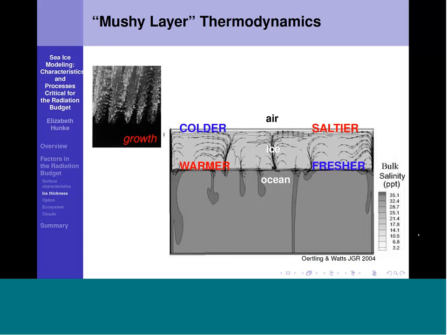Now, this plot is from a 2-dimensional model simulation by Ortling and Watts that simulates what happens as the ice grows. The ice layer in the middle is cold at the top and warm at the bottom, which should cause convection all by itself. But in addition, as the pure ice crystals form out of the brine, they leave even saltier brine behind, which is heavy. So the brine tends to flow out the bottom of the ice, while less saline seawater flows in through the bottom of the ice.